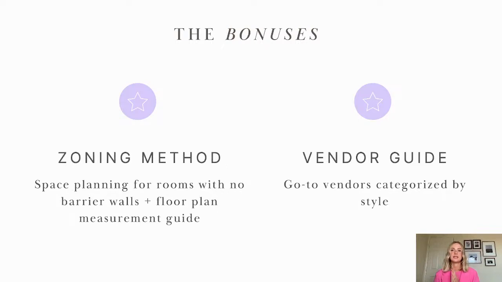The zoning method specifically has to do with space planning. I know that especially now, lots of homes have this open concept, and so it's hard to space plan for a room that has no barrier walls or no envelope that you're trying to keep everything in. So I specifically go over how to space plan in that kind of situation when it's just an open concept. We cover that, and also how to create a floor plan and the measurement guide. That one's a big one.